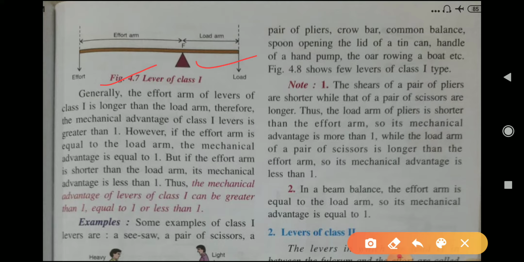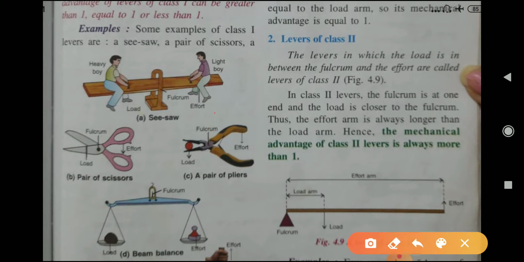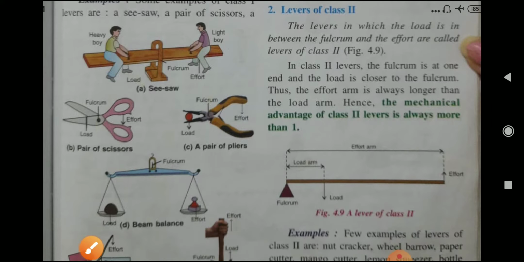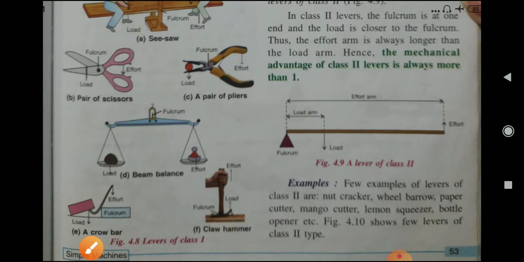However, if the effort arm is equal to the load arm, the mechanical advantage is equal to 1. But if the effort arm is shorter than the load arm, its mechanical advantage is less than 1. Thus, the mechanical advantage of a lever of class 1 can be greater than 1, equal to 1 or less than 1. Okay. Some examples you can see here of class 1 lever: seesaw and scissor, pair of pliers, beam balance, crowbar, claw hammer. These are the examples of class 1 lever.